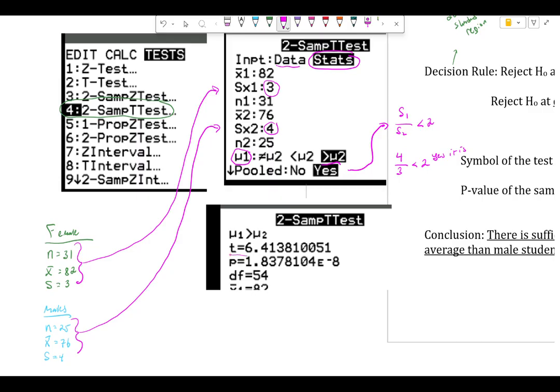And we'll get a t-score of 6.41 and a p-value of 1.83. And a probability should always be less than 1, because this is scientific notation. So this should be 0.000000018. So a very, very, very small probability that this would actually occur.